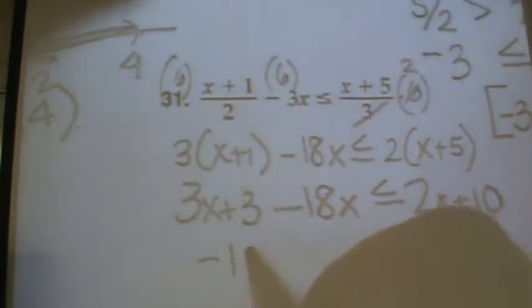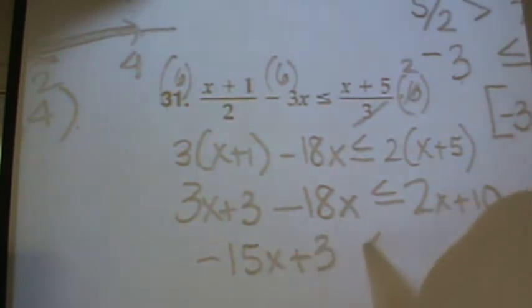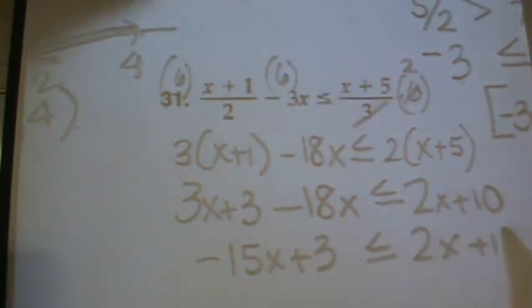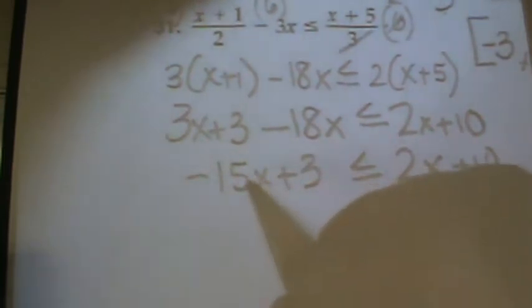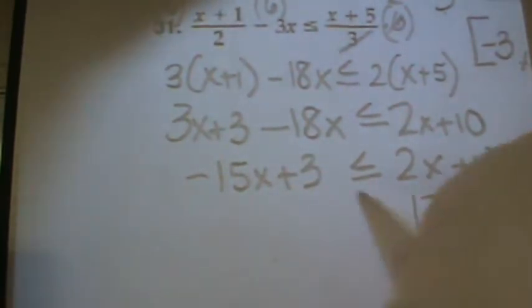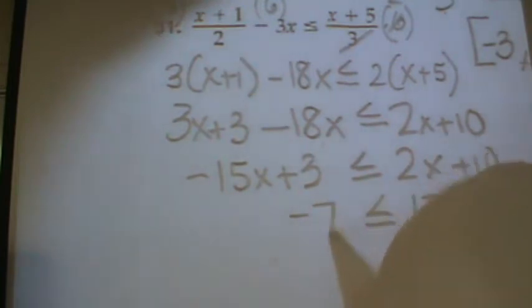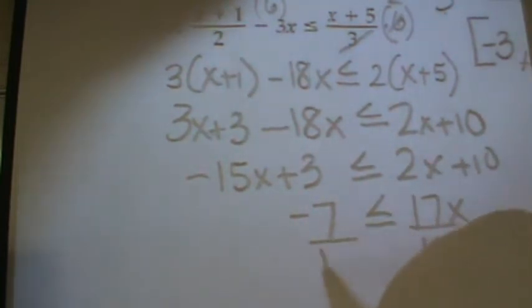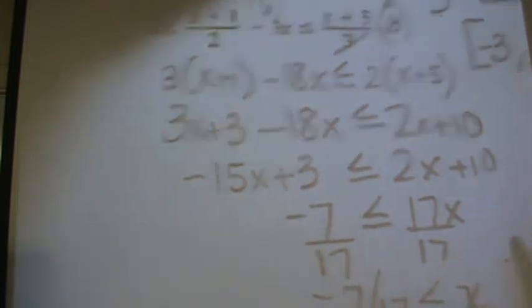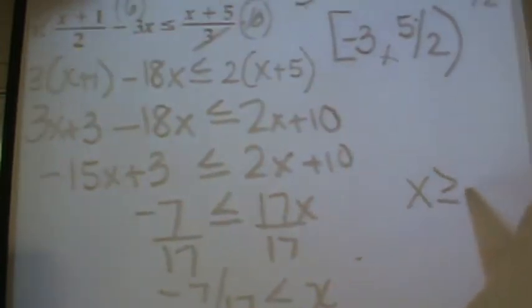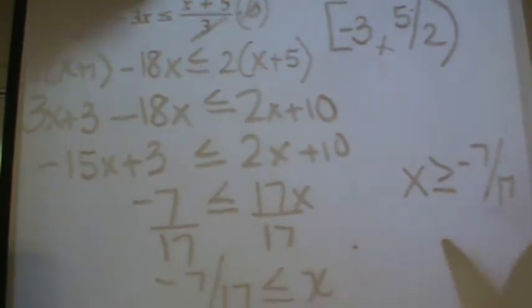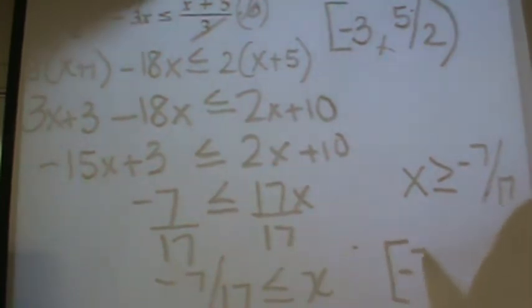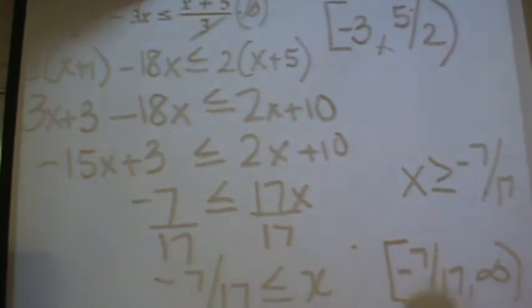These two add to be negative 15x. You can add 15x here, you get 17x. Subtract 10, you get negative 7. And now divide by 17. Negative 7 17ths is less than or equal to x, or x is greater than or equal to negative 7 17ths. So that would be a bracket at negative 7 17ths, comma, infinity. That's the interval notation answer.